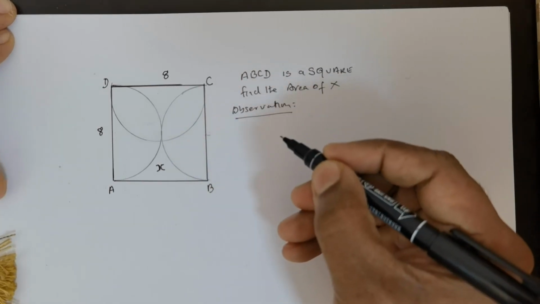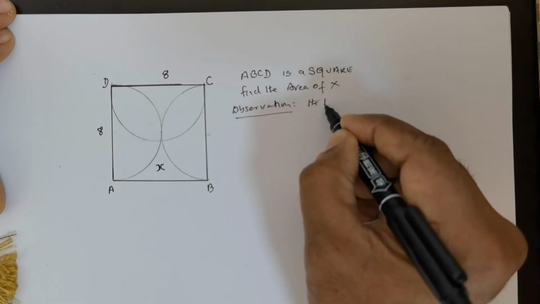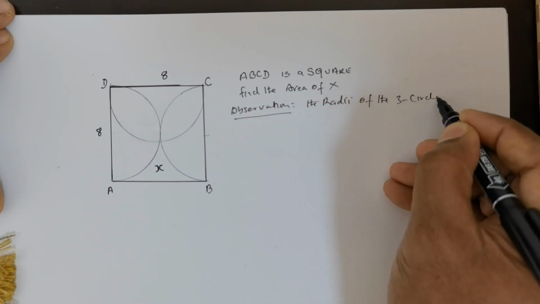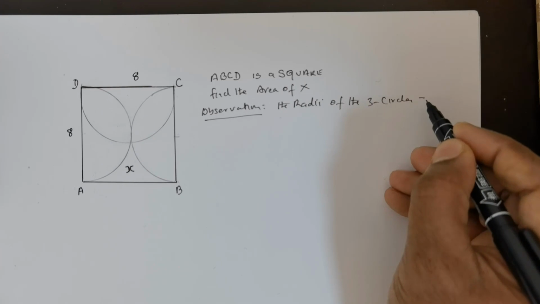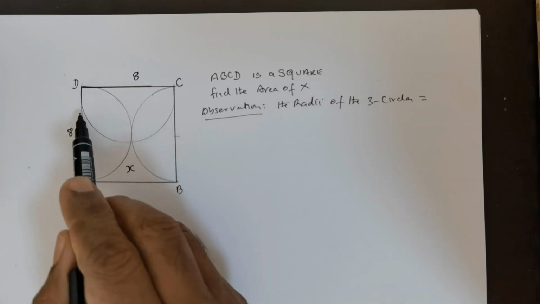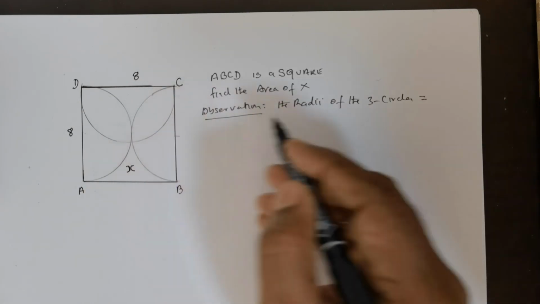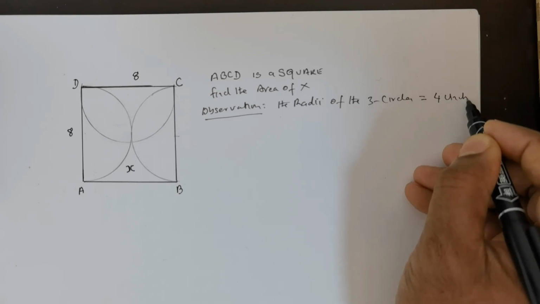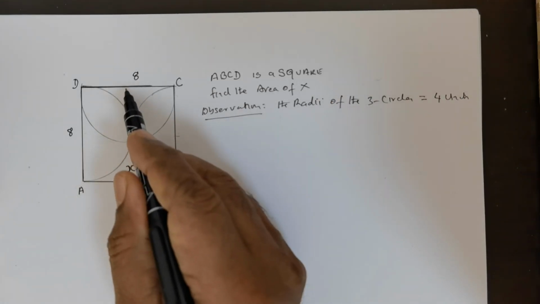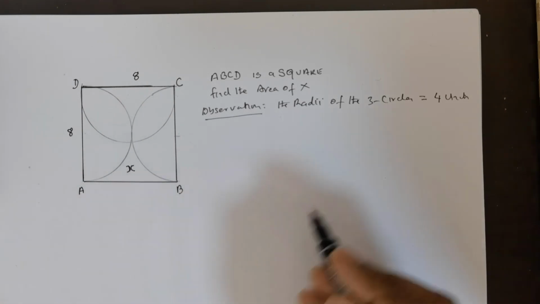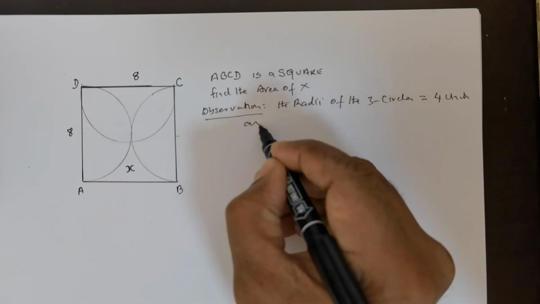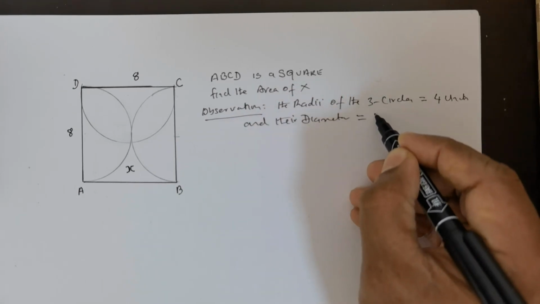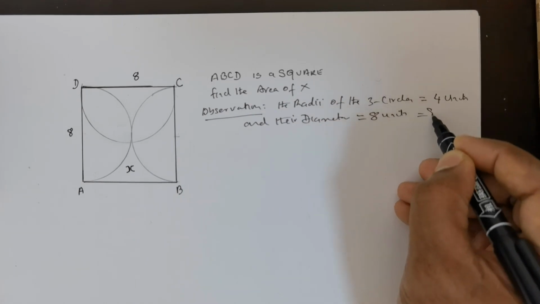The first observation is that the radii of the three circles is equal to, now this is 8 units, so the radii of the three circles is going to be 8 divided by 2, that's going to be 4 units. So each of the circles have a radii of 4 units and their diameter is equal to 8 units, which is the side of the square.